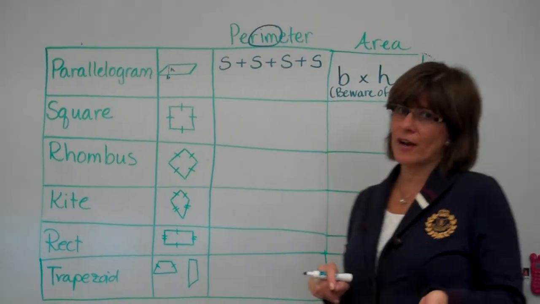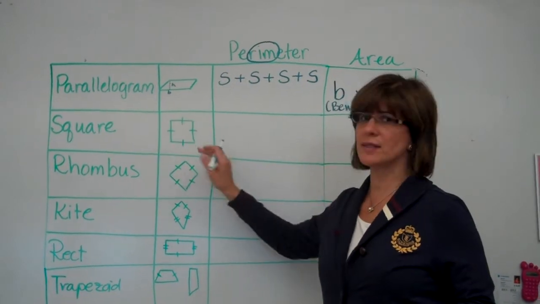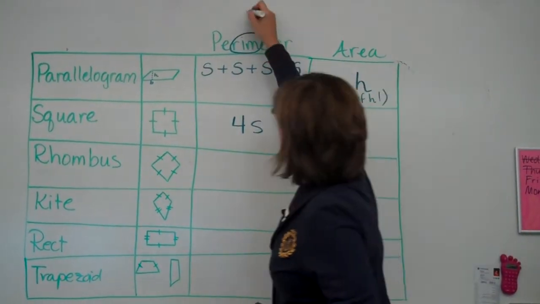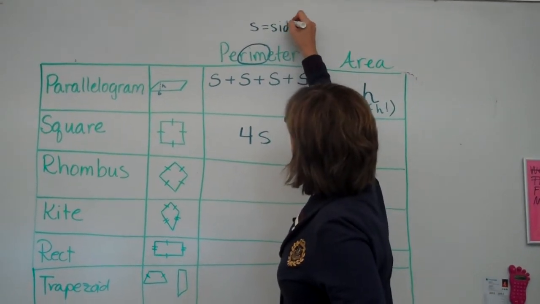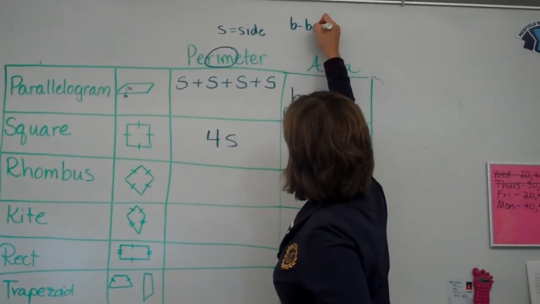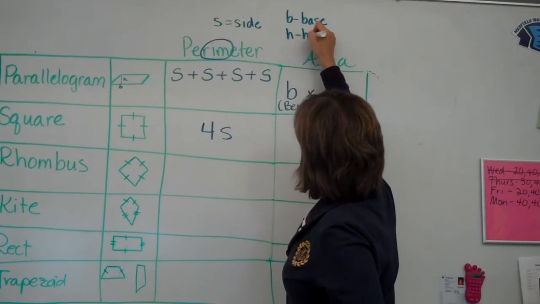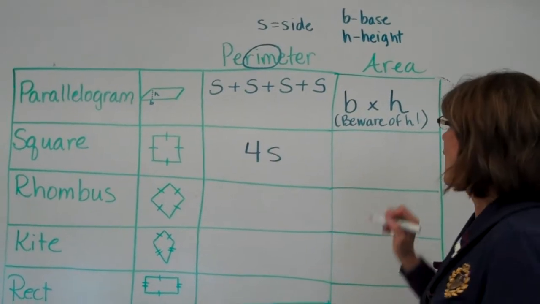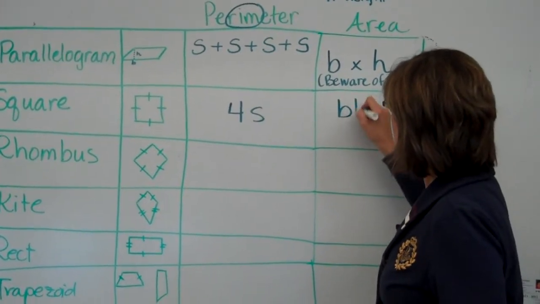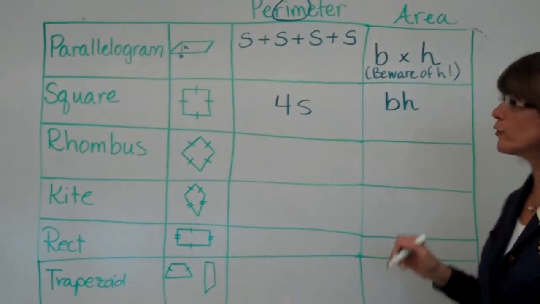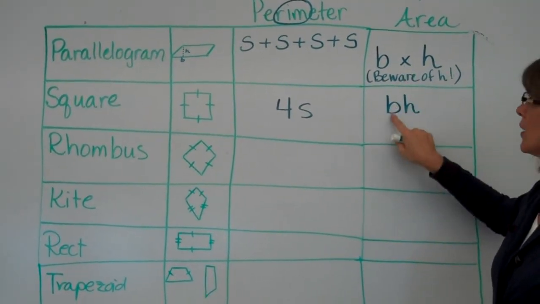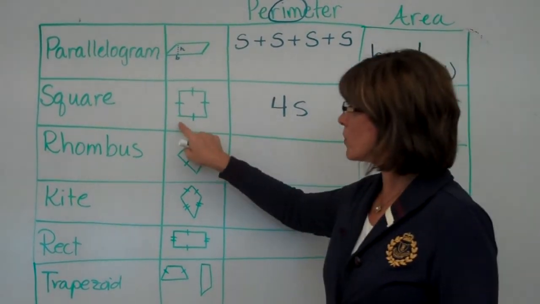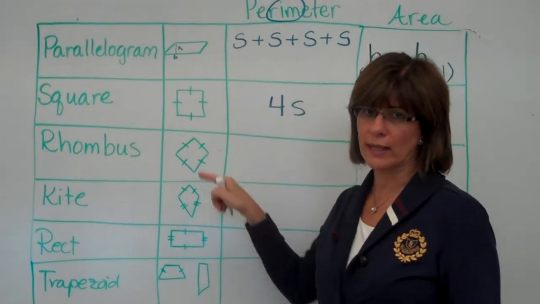Okay, the square is very easy. The perimeter, because all the sides are the same, is just 4 times the side. Let me just write up here that S is going to equal side, B is going to be base, and H is going to be height. Okay, so the square is pretty easy, and it's easy for base times height. Now notice I wrote it in a different format. Here I put the X, here I did not. Either way is okay. And base times height in the square is fine because they're all straight.